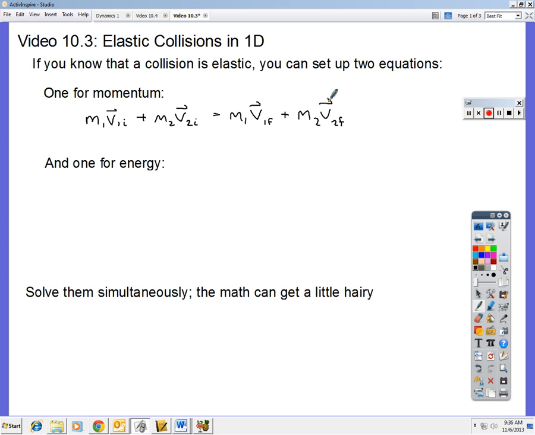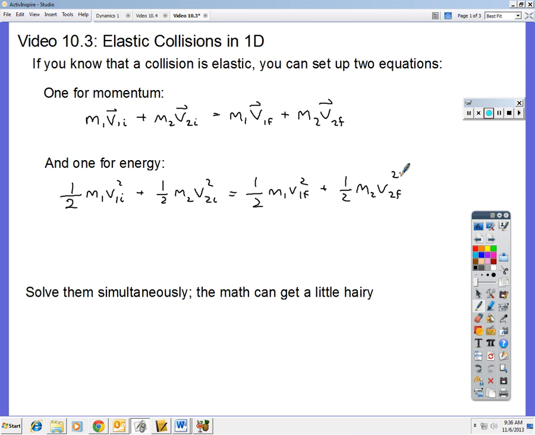And that's the kind of thing that we did in the previous problems. But now we'll also write one for energy, because if we're told that the collision is elastic, we know that the initial kinetic energy is equal to the final kinetic energy. So 1/2 m1 v1i squared plus 1/2 m2 v2i squared equals the final kinetic energy, 1/2 m1 v1f squared plus 1/2 m2 v2f squared.